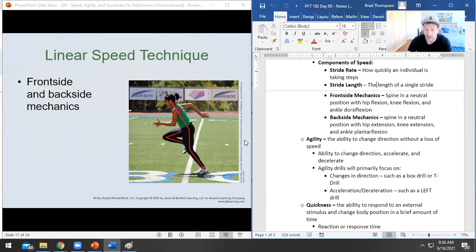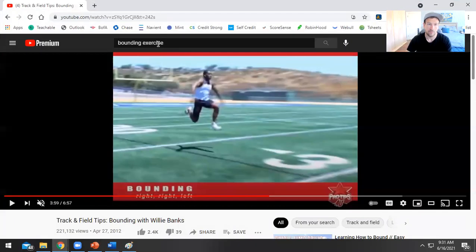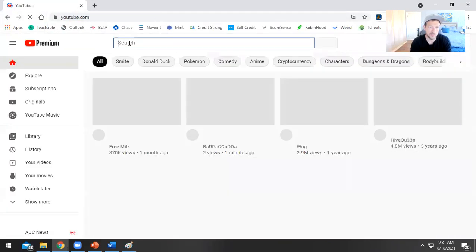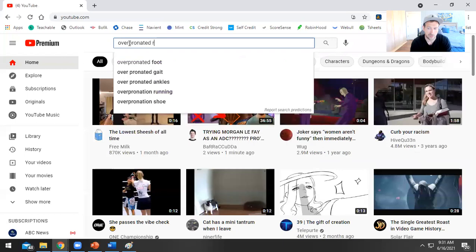You'll see people do it all the time. And when you see people who have limited ankle dorsiflexion, when they run, they do that sort of pronated run that we've talked about before. Let's see here. Overpronated run.